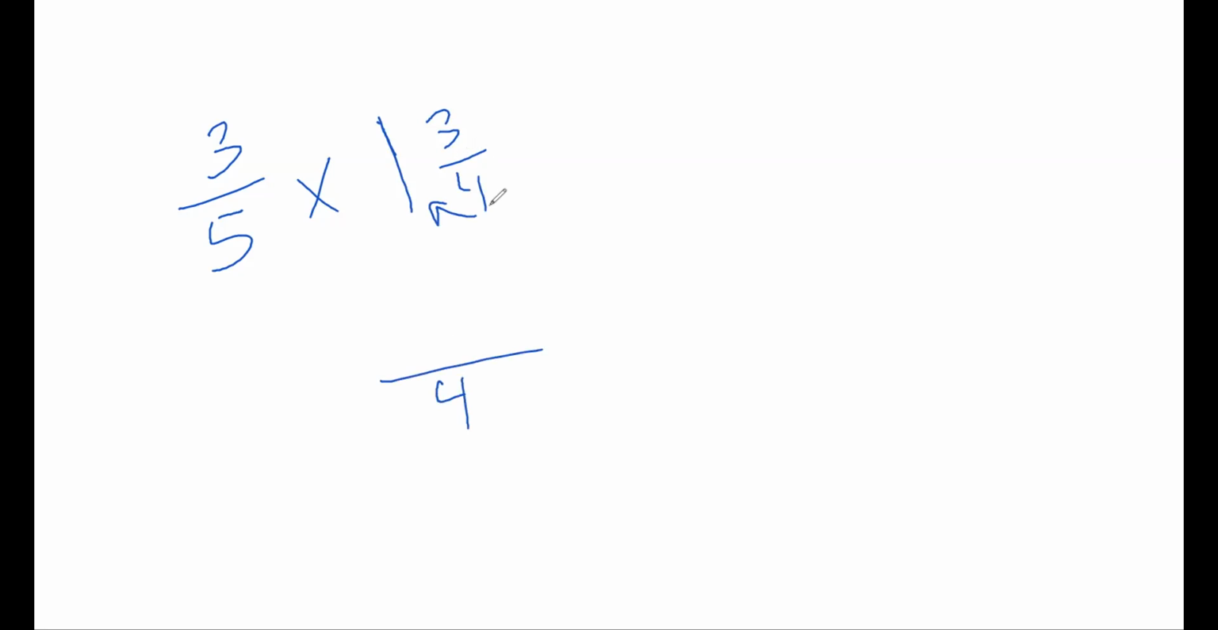Problem A. 3/5 times 1 3/4. 4 times 1 is 4. So remember, your denominator stays the same, but 4 times 1 is 4. So times and then plus. 4 plus 3 is 7. So your new equation is 3/5 times 7/4, which equals 21/20.